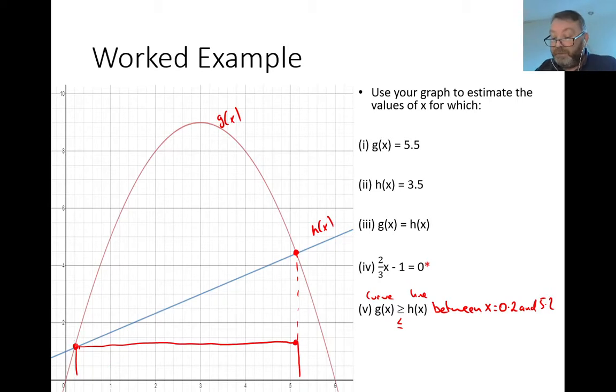So therefore, the curve is above the line between that point and that point. And because you have to use your x-axis, you drop the 2 points down onto the x-axis, and they are the two values between which the curve is greater than the line.